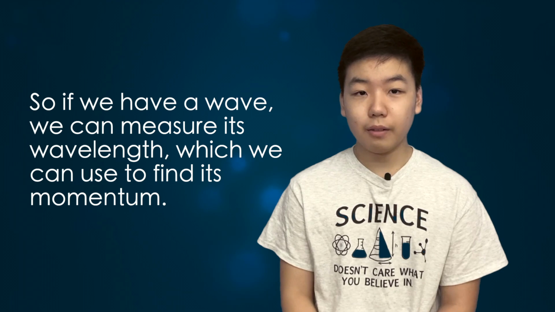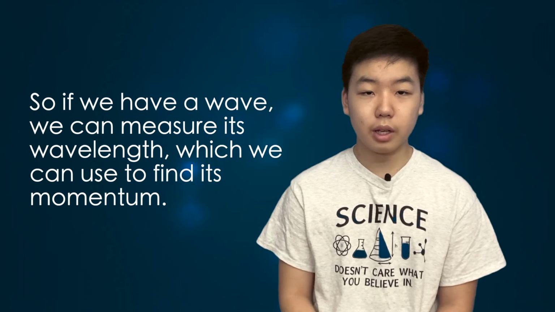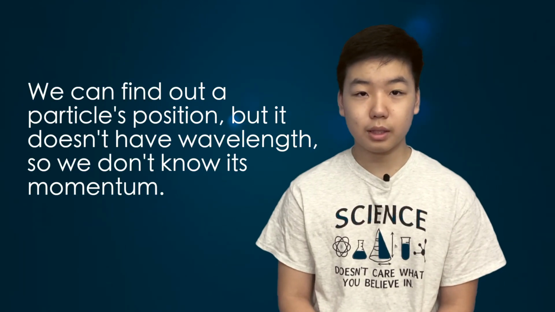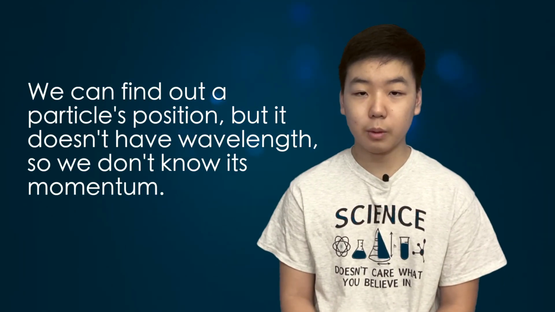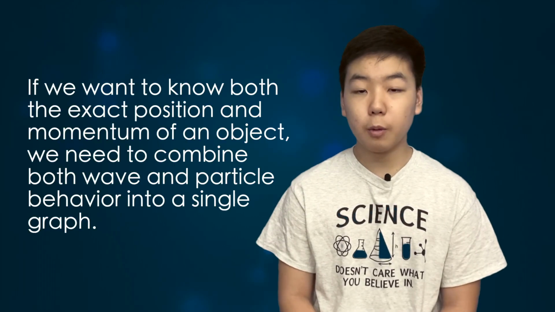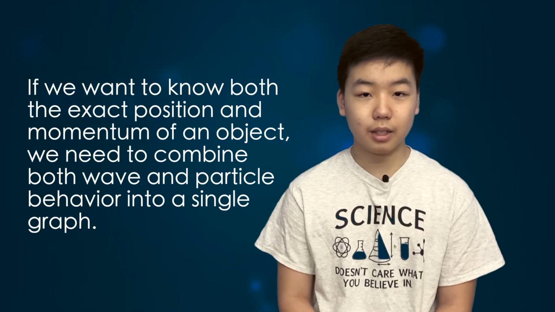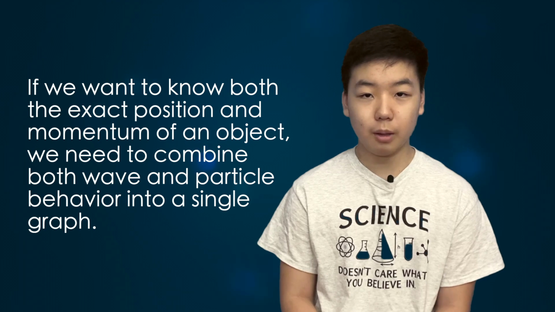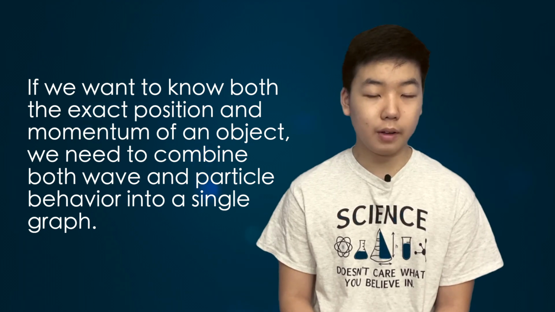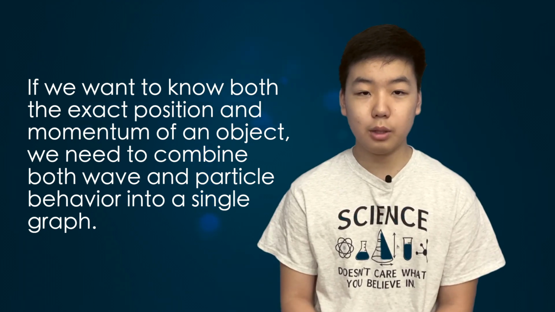So if we have a wave, we can measure its wavelength, which we can use to measure its momentum. But a wave still has no exact position. We can find out a particle's position, but it doesn't have wavelength, so we don't know its momentum. If we want to know both the exact position and exact momentum of an object, we need to combine wave and particle behaviors into a single graph. This would look like a wave, but in a restricted area.